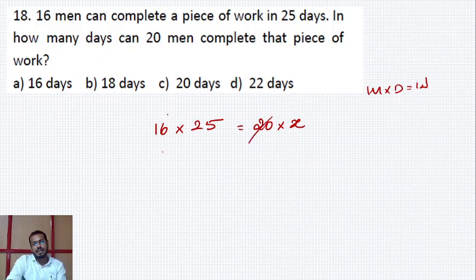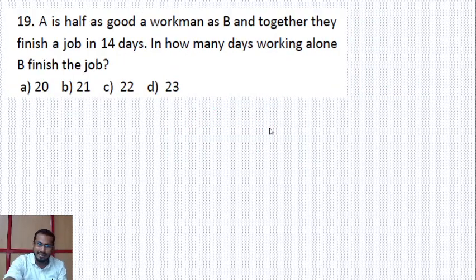Right? 16, 20, 25. 4 times 5, 4 and 16, 4 times 5 into 4 is 20. That's the answer. Clear?